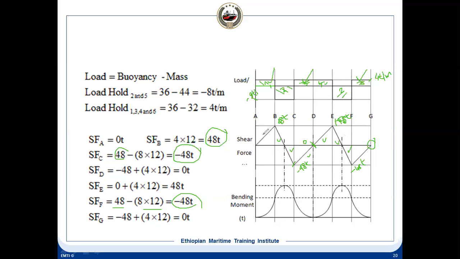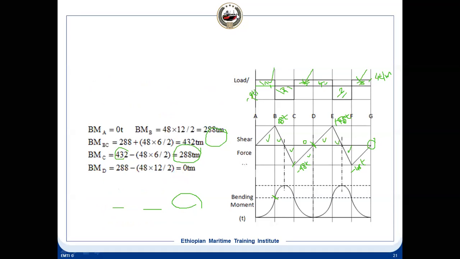So this is the area that will come here. If you sum up this area and plot it, you will get a value of this. It means if you calculate the bending moment, that is the area of this triangle, then we'll find these values. So BMA is 0, and then we have B, that is the area of this triangle, which will give 288 ton meter.